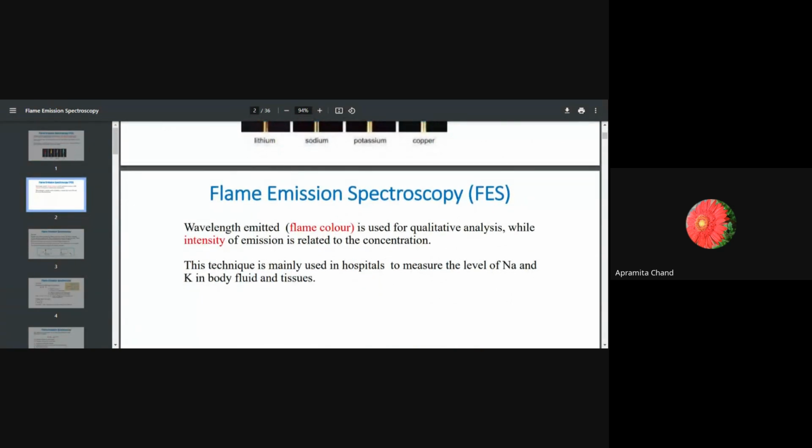Now, for qualitative analysis, if we are seeing the flame color and we are deciding something, then that is your qualitative analysis. But if you are seeing the intensity of emission and it is relating to the concentration, then you can use this for the quantitative analysis. And this is mainly used in hospitals to measure the level of sodium and potassium in body fluid and tissues.